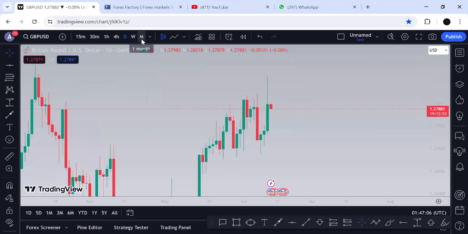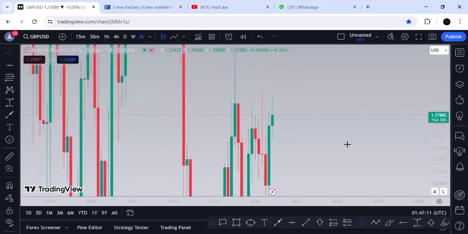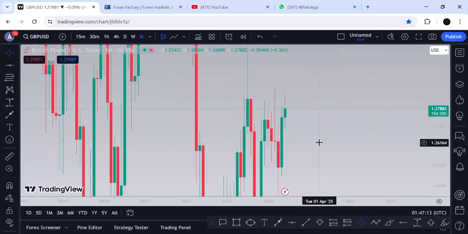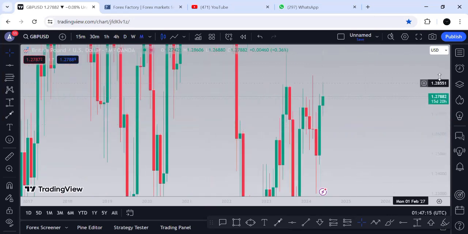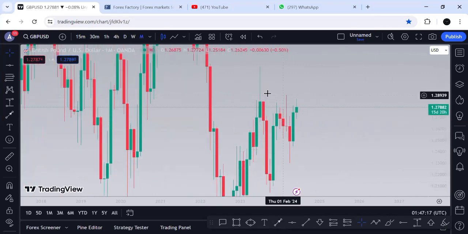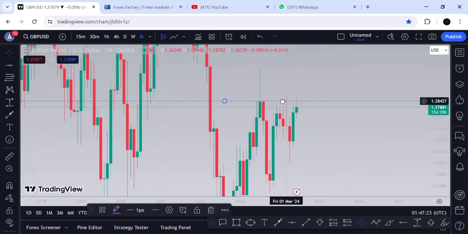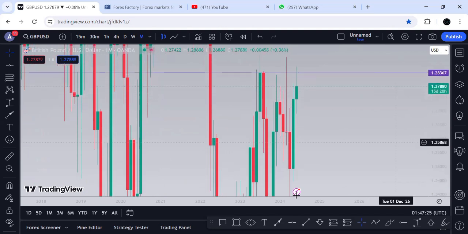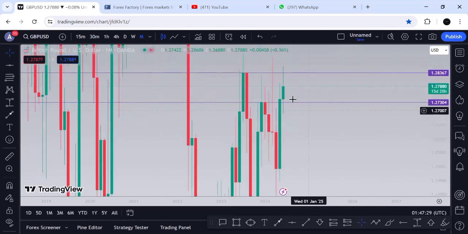So I move to the monthly time frame, to check my various zones, support and resistances. When I move to the monthly time frame, I realized there was a resistance over here, another resistance over here, and another resistance over here. Okay, so this was the monthly candle.